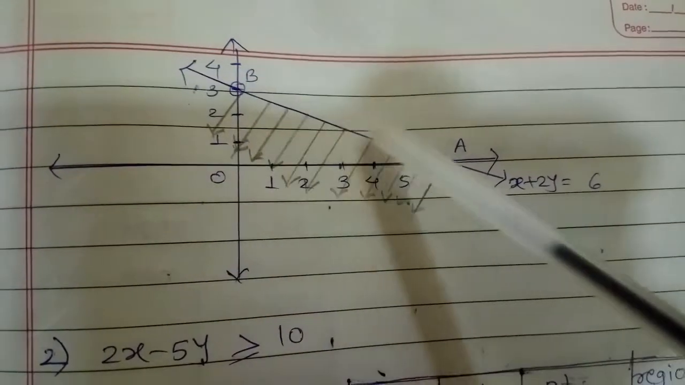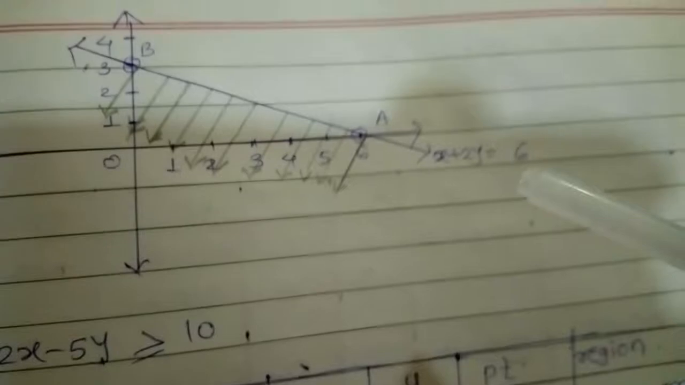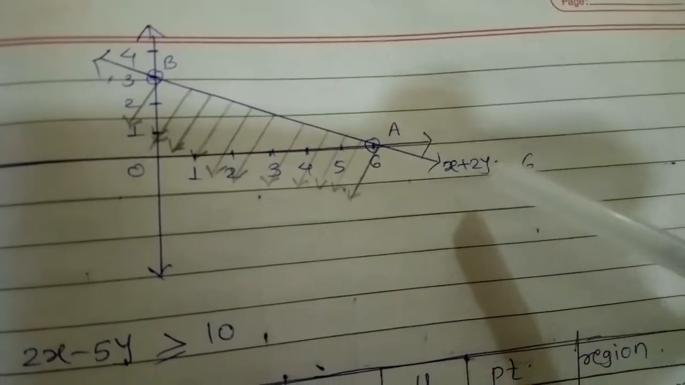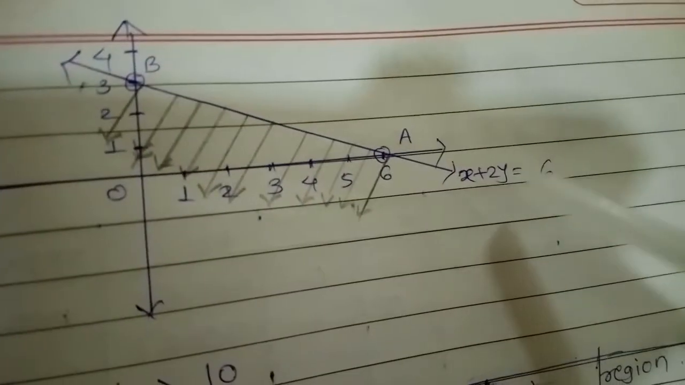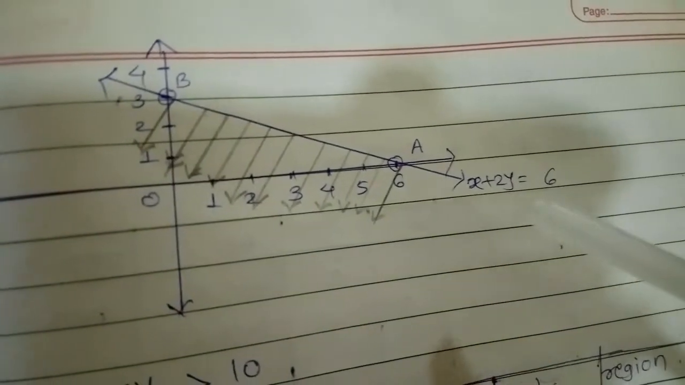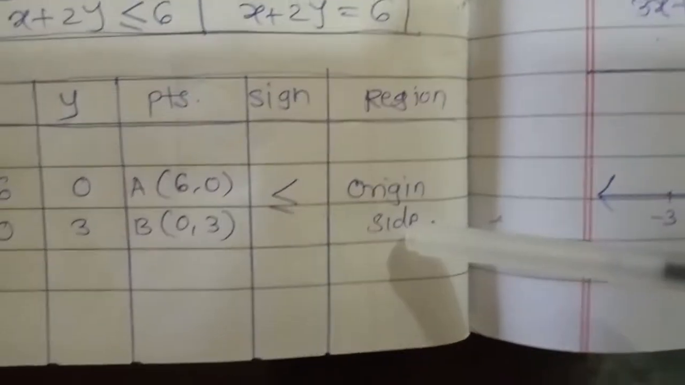Now you have to join AB. So I draw this line AB, and actually this is the graph of the equation x plus 2y equals to 6, which we write here, that is x plus 2y equals to 6. So this is the line of this equation. Now we already found that we have to draw the arrows on the origin side here. How do we get the origin side?